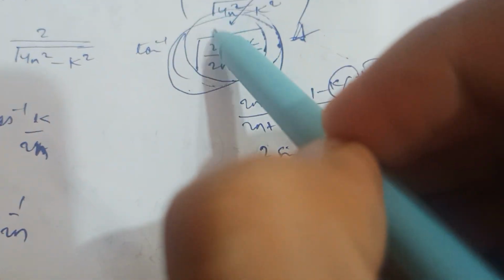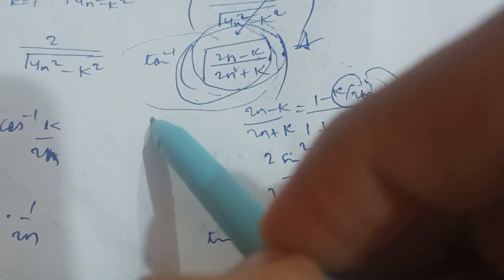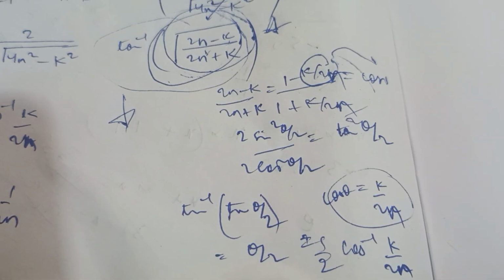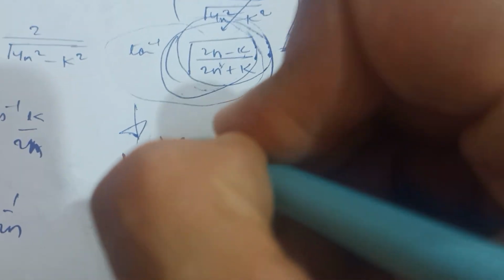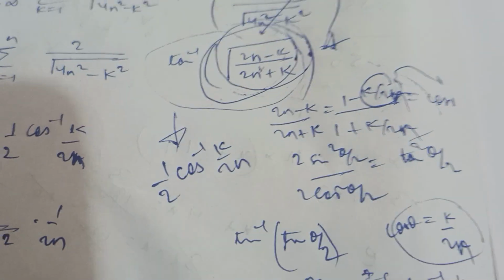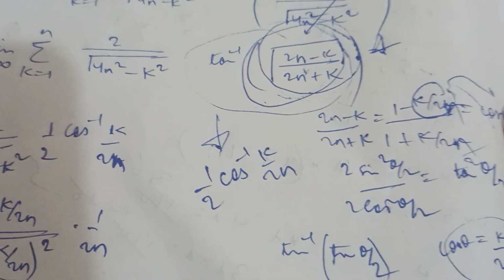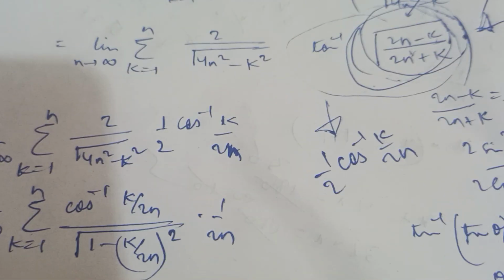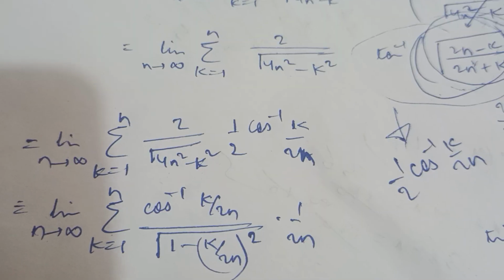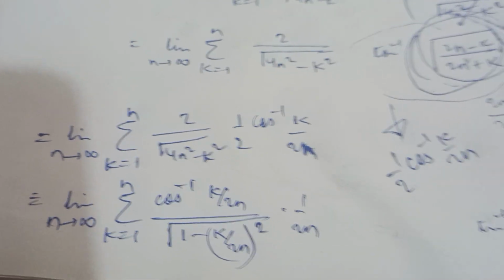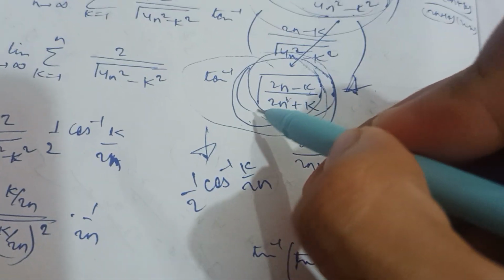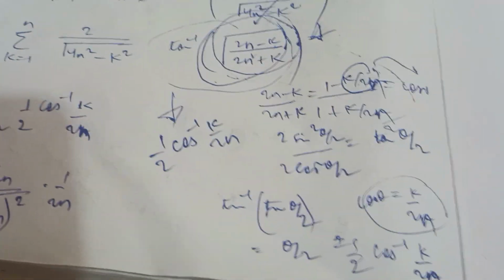So this whole thing reduces to what? Half of cos inverse k by 2n. I have done many steps in the air, so forgive me for that, please. I'm not a very big fan of neatness in mathematics. So now I have reduced this to half of cos inverse k by 2n.